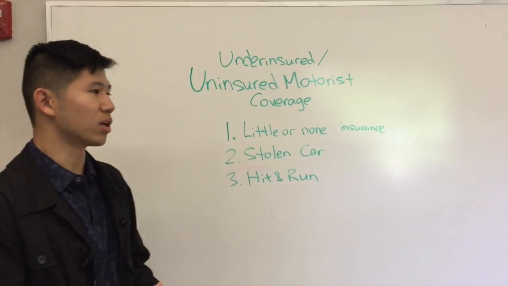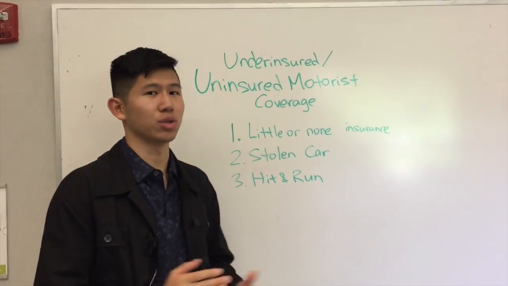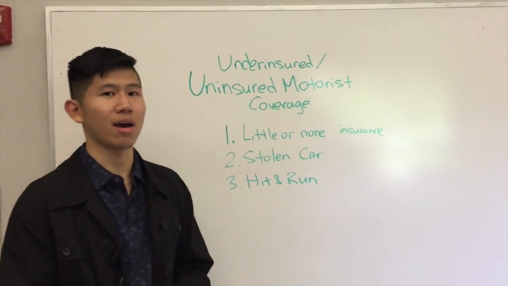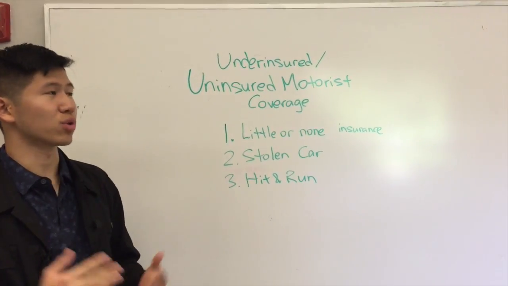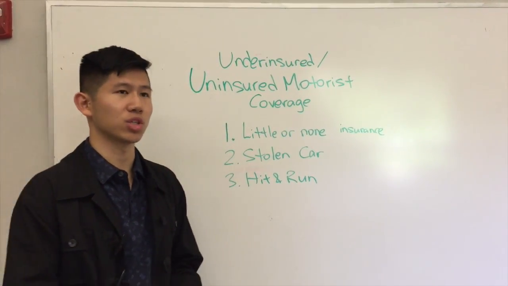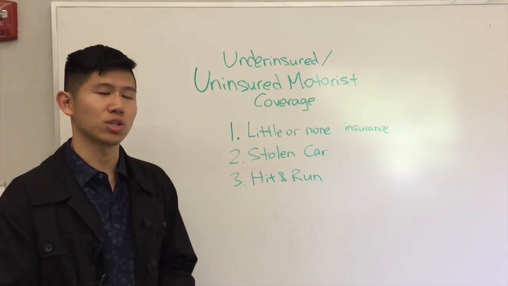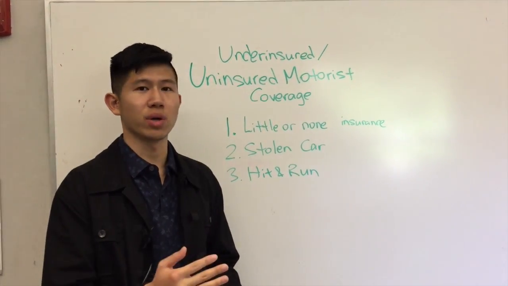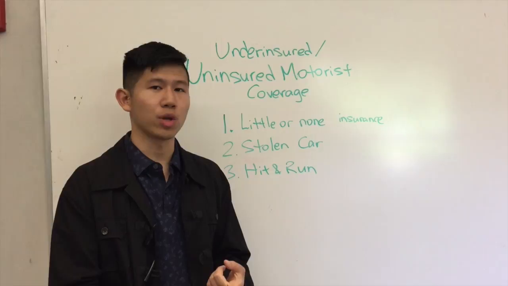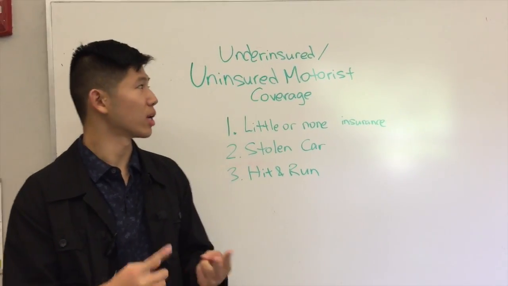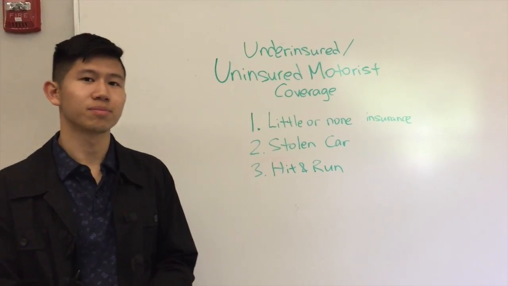One is when the other driver has little to no insurance and you will get covered on their behalf. Second is when the other driver is driving a stolen car, so obviously they won't be insured for that. And lastly, a hit and run situation where a driver hits you and just drives away and you won't have any insurance information, so you can still be covered with this coverage.